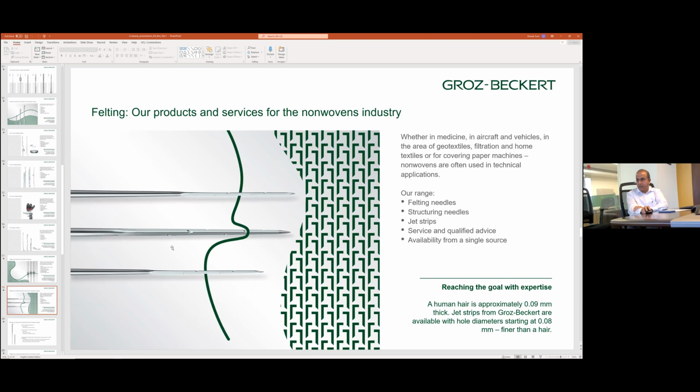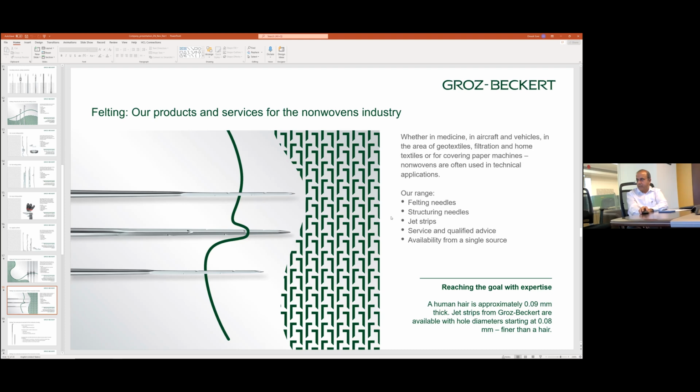Now comes my favorite topic, which is the non-woven industry. As you know, the non-woven industry is doing very well in India and Asia. These are very high-productive machines, making up to 1 ton per hour. So those are the kind of volumes we are talking about. And we make felting needles.